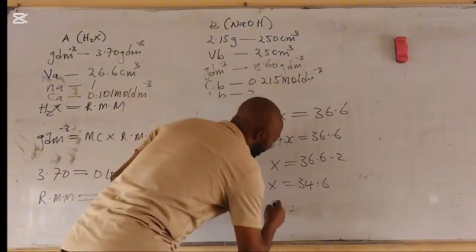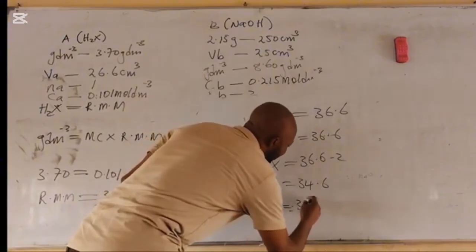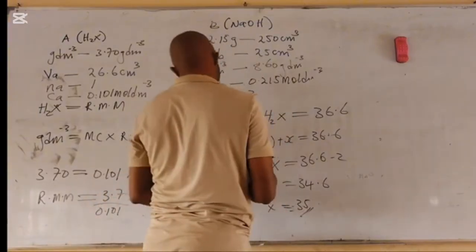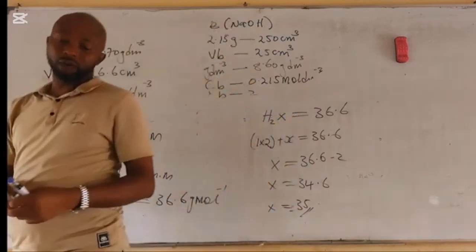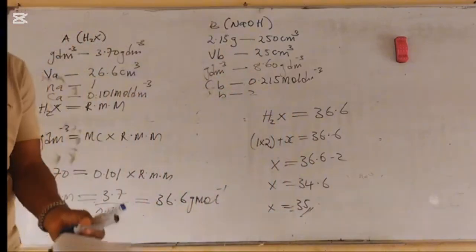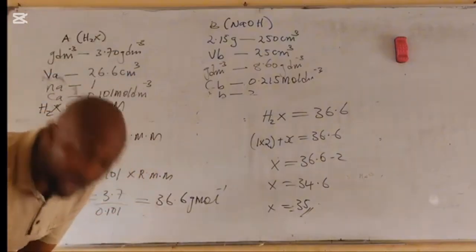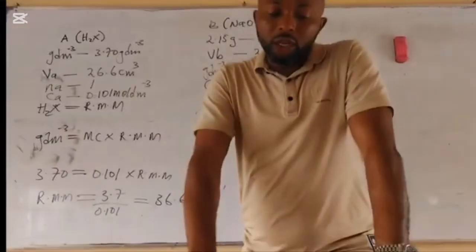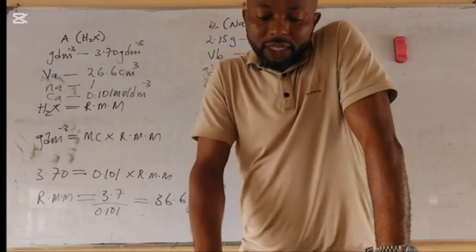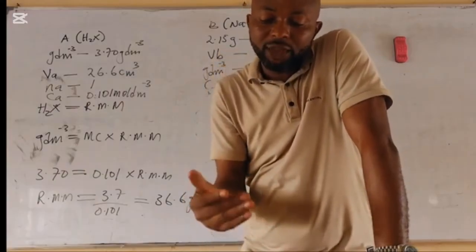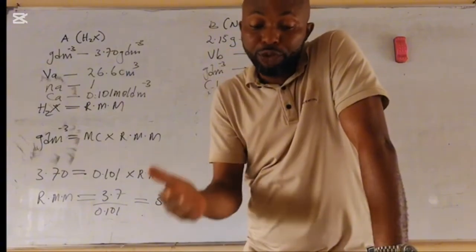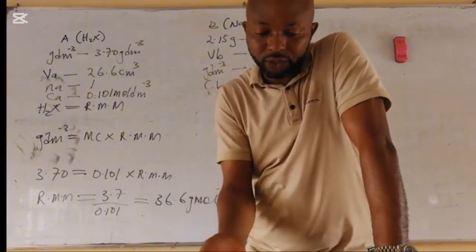Approximately, X is equal to 35, approximately. So, that is my value of X. So, we're going to take another question. A question here says that 0.019 KMnO4 reacts with 6.0 g/dm³ of impure ethanedioic acid solution.